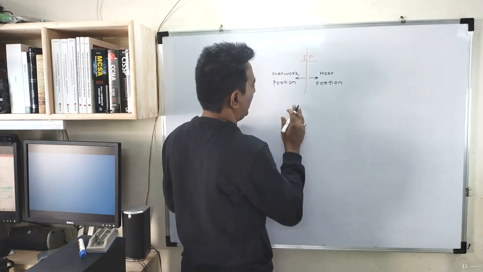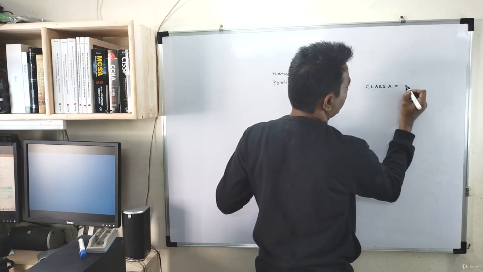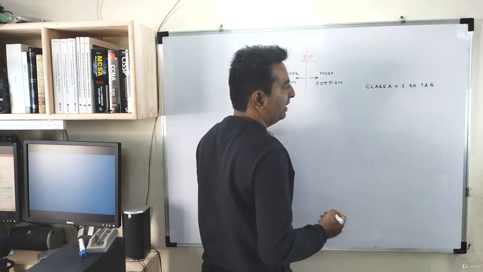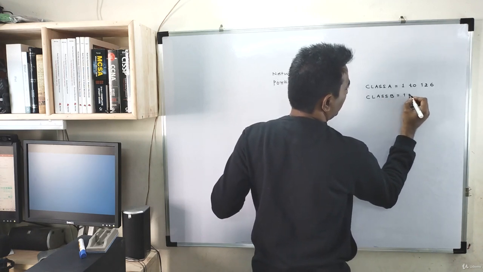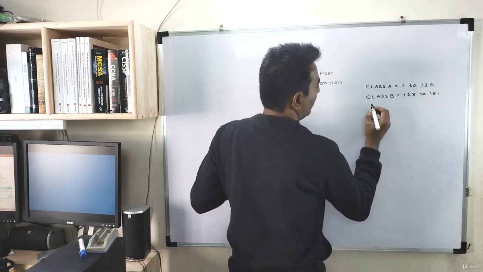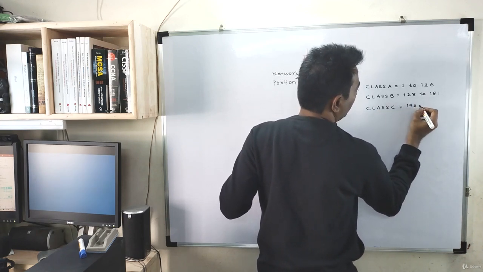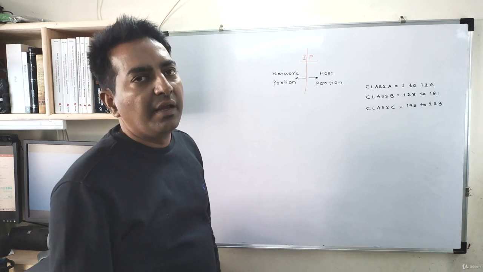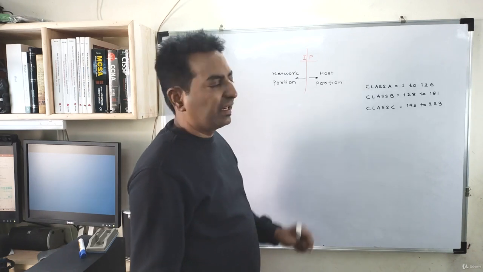Now you know that the class A range starts with 1 and ends with 126. Class B range starts at 128 and ends at 191. Now coming to class C, the range starts at 192 and the last IP is 223. So this is the range of these classes. Okay friends, so now class A, class B and class C.